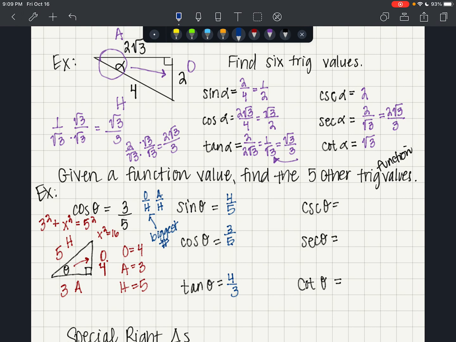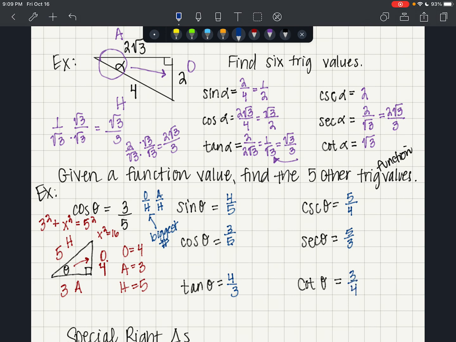So it's always going to be less than 1, which means that our cosecant and secant, because those are the reciprocals, will always be greater than 1. So the cosecant of theta is 5 over 4, and the secant of theta is 5 over 3. The cotangent of theta, the reciprocal of tangent of theta, is going to be 3 over 4.